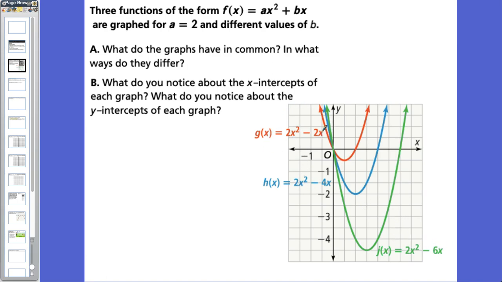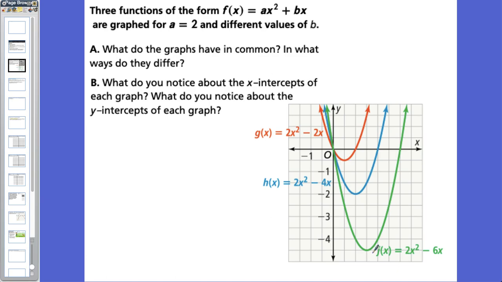All right, so notice that each of our functions have an a value of 2, but then we're changing the b value. So in this red one, we've got 2x squared minus 2x. Notice where it's at. In the blue one here, we've got 2x squared, so it's the same a value, but now our b value is negative 4 instead of negative 2. And in the green one, our b value changes again to negative 6. So notice what that's doing to the graph. It's not changing the shape of the graph. They're still the same shape, but it's changing the location of the vertex when I move that b value.